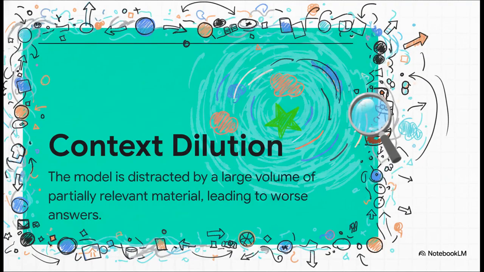But here's the silent killer. This is the failure mode that all those fancy needle-in-a-haystack benchmarks don't really show you. It's called context dilution. This is when the model technically has the right information buried somewhere in those million tokens, but it just gets distracted by all the other, sorta relevant noise around it, and it ends up giving you a worse answer.